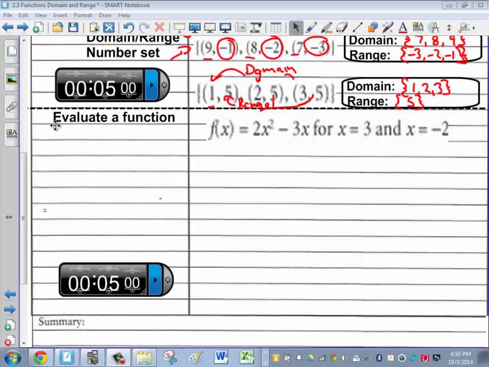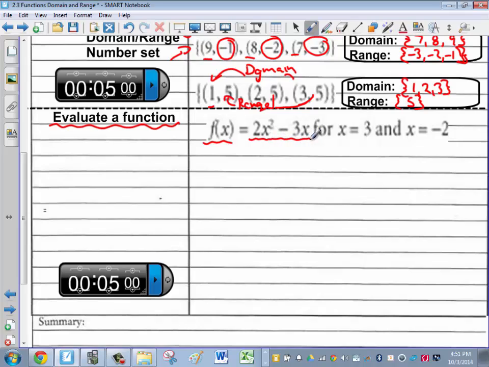There's one last topic we need to talk about, and that topic is evaluating functions right here. And it's actually something I think you guys really know about. Really, it's just plugging in values for certain variables and figuring out what the outcome is. That's what evaluate means, is to plug it in. So in this situation, we have this function f of x is equal to 2x squared minus 3x.